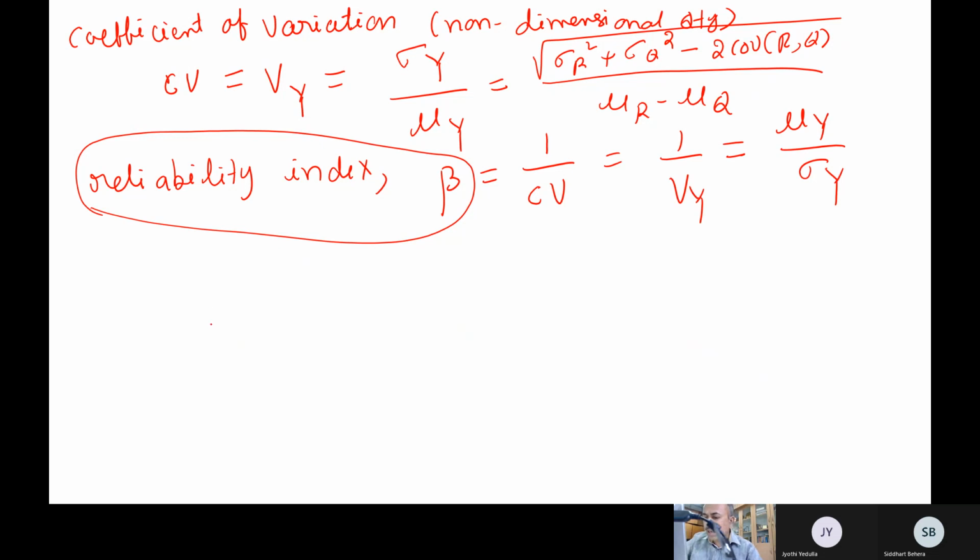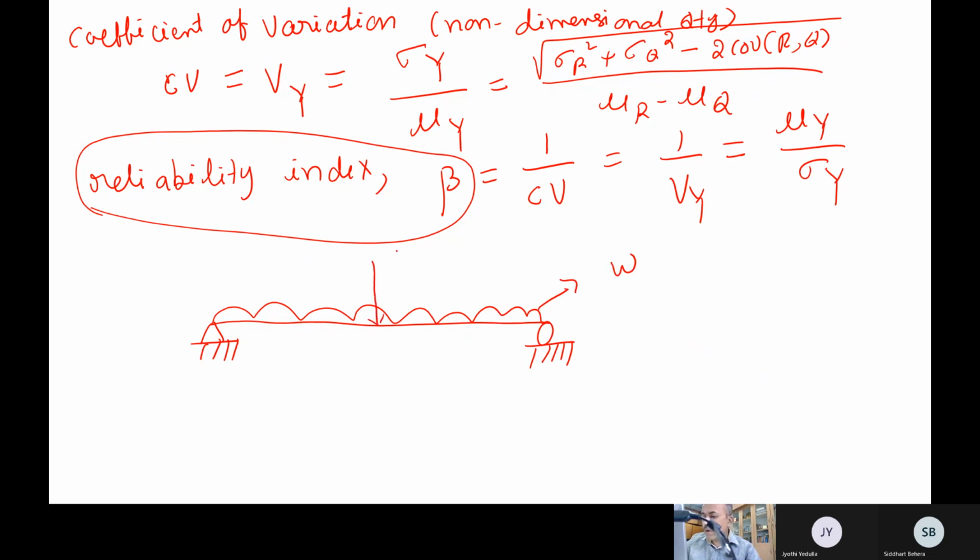So now let us take one simply supported beam, which is subjected to a UDL, W, and you also have a concentrated load, some P. Let us say the length of this span is 20 feet. This concentrated load is acting exactly at the center. So this is my simply supported beam. Now we say that the load and the resistance, both of them, are random variables.